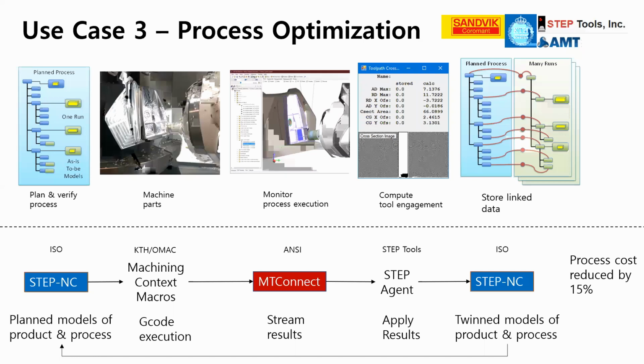A feedback loop can be established for a digital twin app to provide for process monitoring, computation, and storage of linked data. That's what we are trying to obtain with this process, these pictures at the top. And let's see how we do that now.